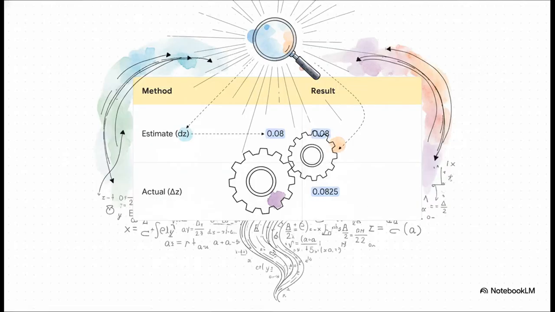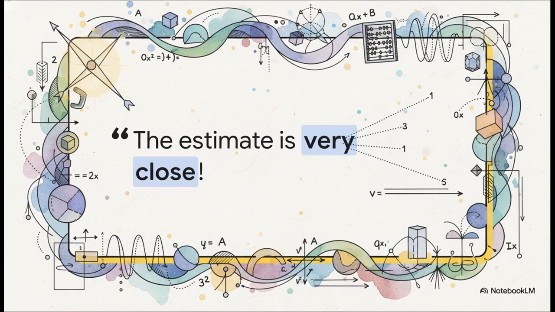And now, the moment of truth. How good was our little shortcut? Our differential dz gave us 0.08. Now, if you actually go through the trouble of calculating the real change, delta z, you get 0.0825. I mean, look at that. They're practically the same number. And that right there is the magic of the total differential. We used way simpler math. We didn't have to square 2.05 or anything, and we got an answer that is so close to the real value, it's amazing. This is exactly why it's such a go-to tool in applied math, in physics, in engineering.